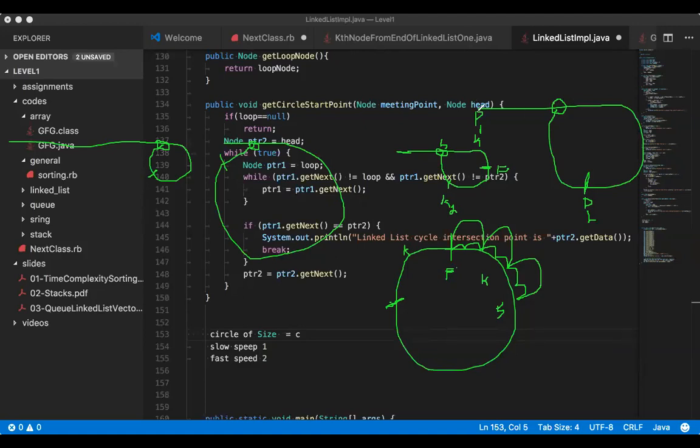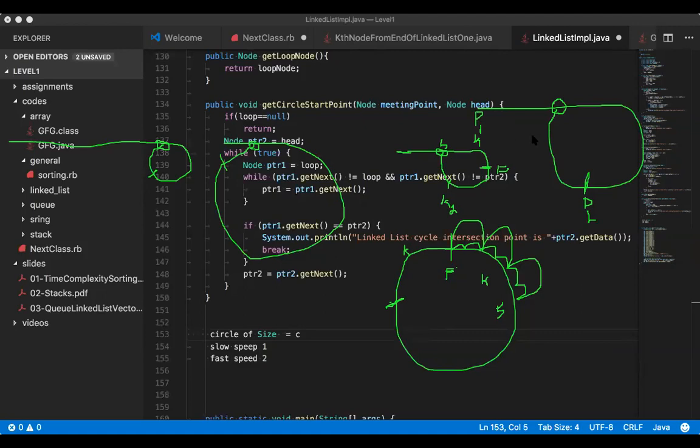Do you understand what solution I'm giving? If you move P1 from head and P2 from the meeting point wherever they met, and you keep on moving them with one step, the first time they meet is the starting point of the circle. Correct? Yeah. You get a solution, and you have to prove this.